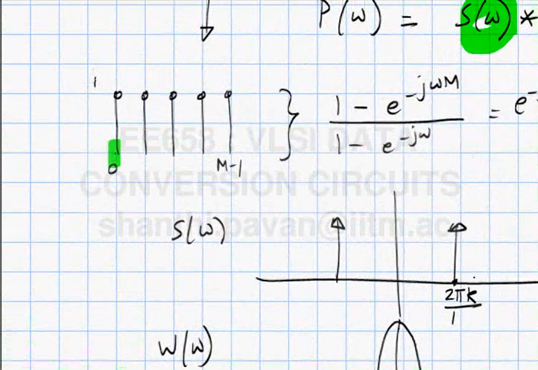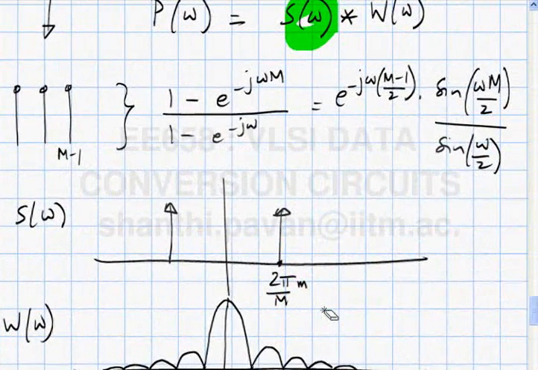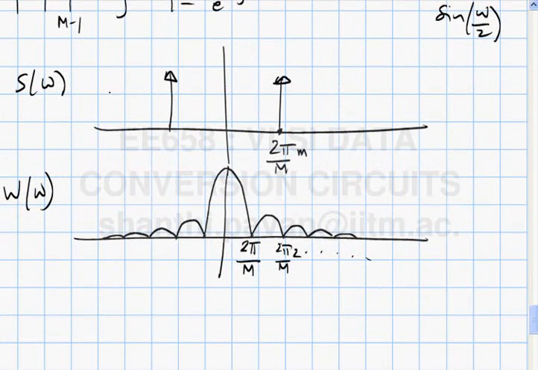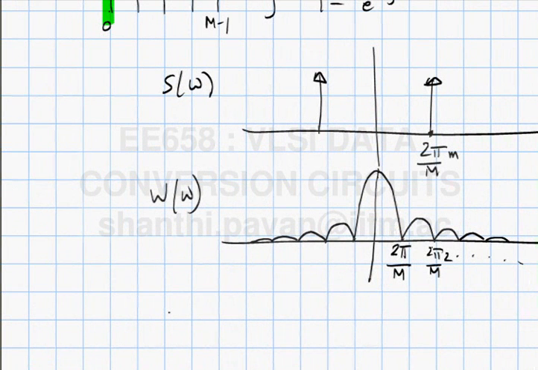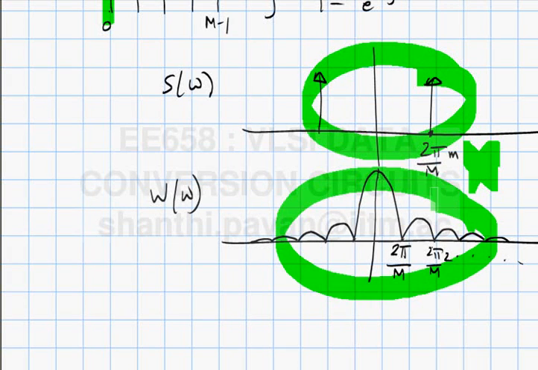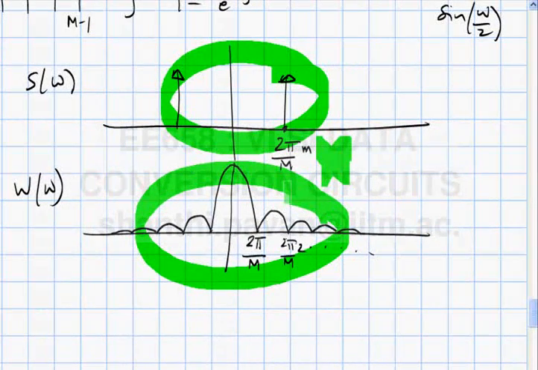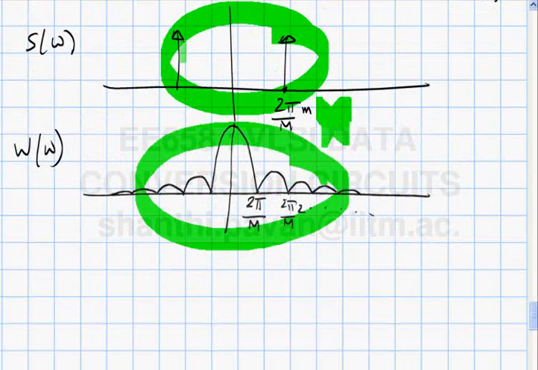So if the tone lies exactly at 2 pi by m times small m, which is what we had concluded yesterday, right? We said we want to choose the input to be related to the sampling rate by a fraction small m by capital M, which means that in discrete time it will appear as 2 pi times small m by capital M. Is that clear? So what is the Fourier transform of S of n times W of n? It is this convolved with this. Is that clear? Okay, so if I convolve these two, what do you think will happen?